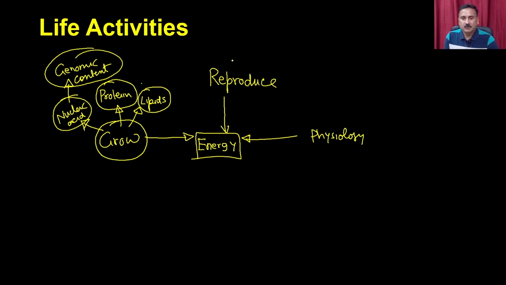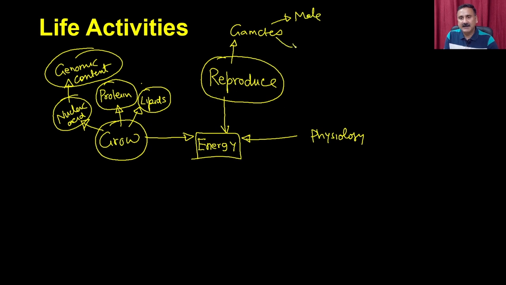Similarly, when the organism wants to reproduce, it also has to generate the gametes, right? In higher organisms, you could have different types of gametes. You can have the male gametes, and you can also have the female gametes, and these male and female gametes are going to fuse through a complicated process, and that's how they form the zygote, and that zygote is going to develop into the new offspring. If you see all these processes related to reproduction, producing the gametes also requires the synthesis of proteins, lipids and nucleic acids.